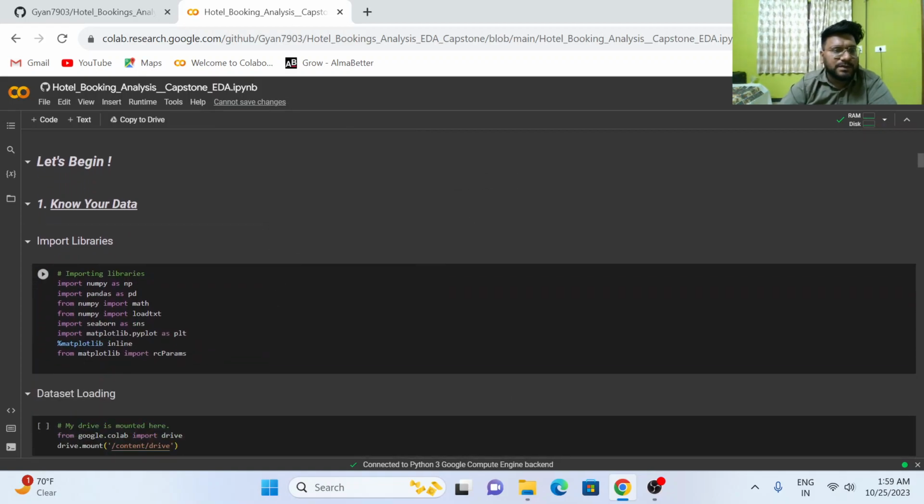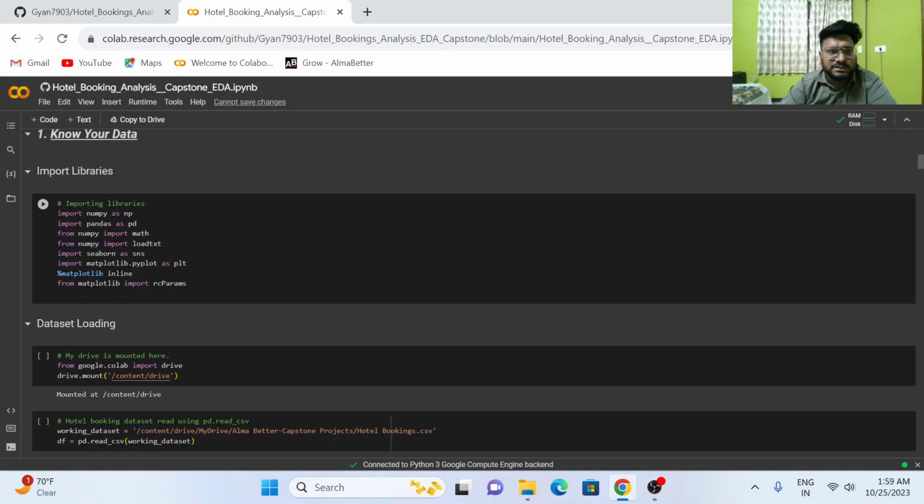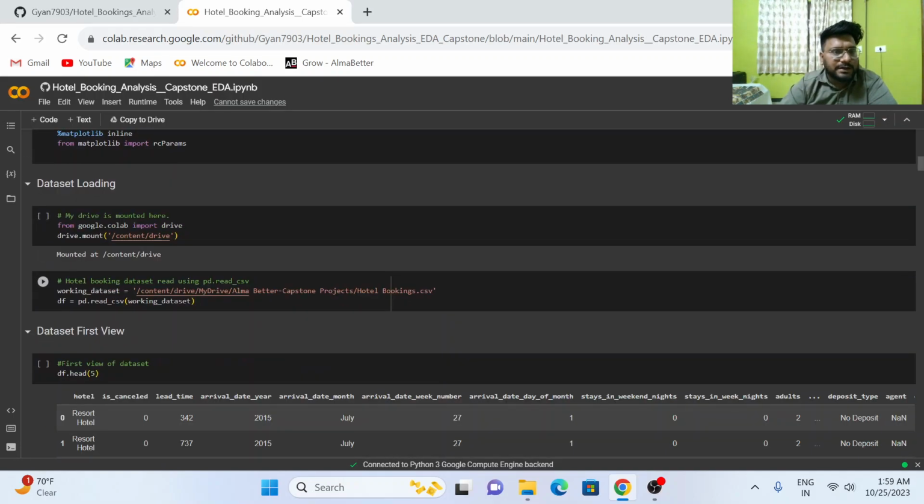So first of all, we will be importing all the necessary libraries such as numpy and pandas, and from numpy we are importing math and loadtxt. We are also importing seaborn and matplotlib.pyplot, and next we will be loading the dataset.